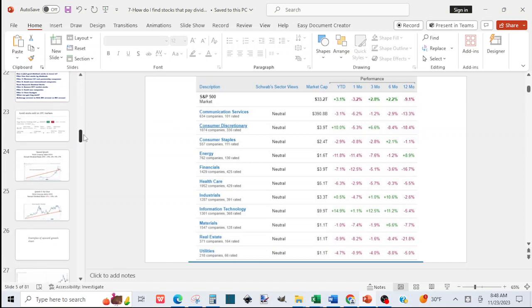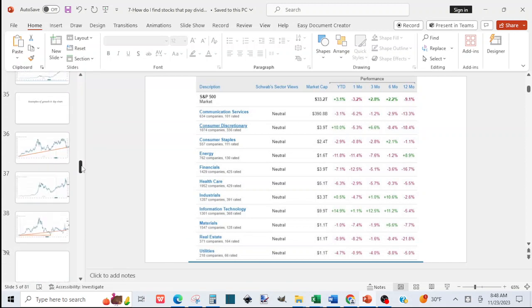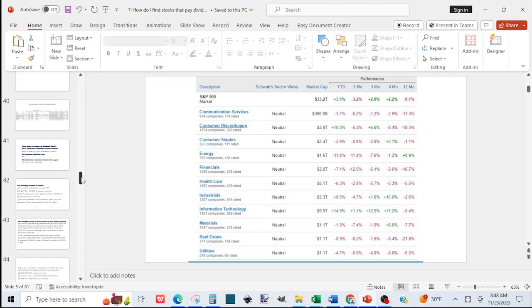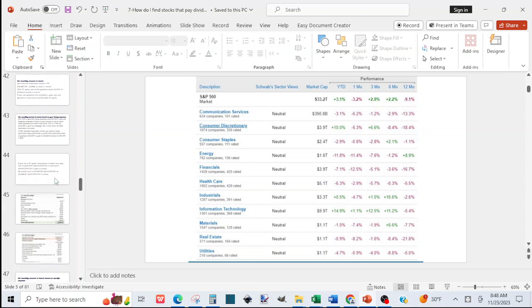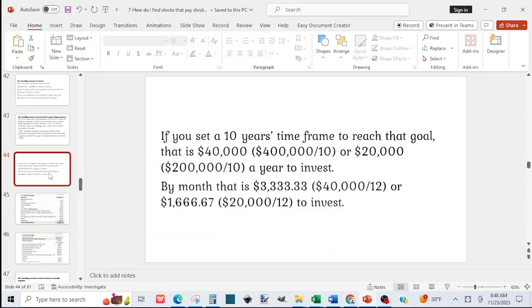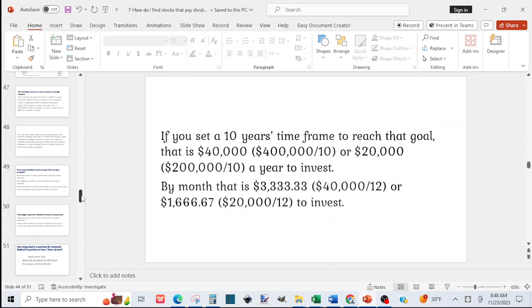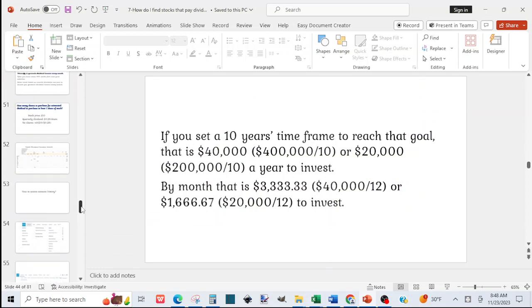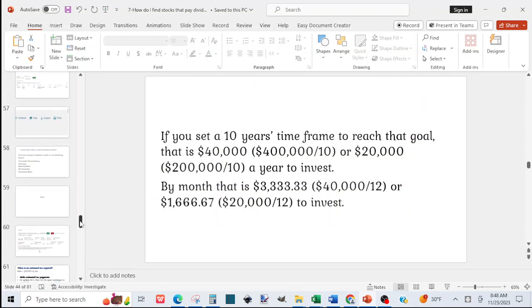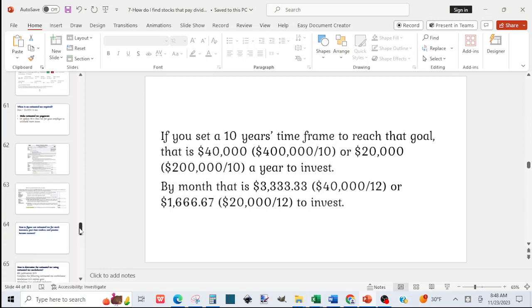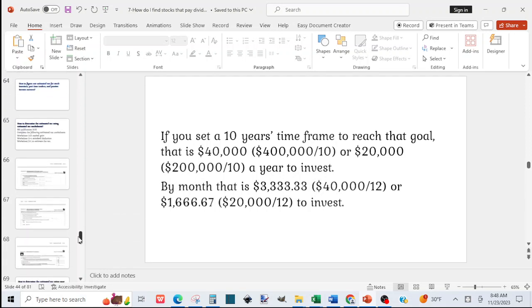Therefore, it's not about how many stocks you want to have in your portfolio, but more so that you have enough to have all the sectors represented in your portfolio to feel diversified.